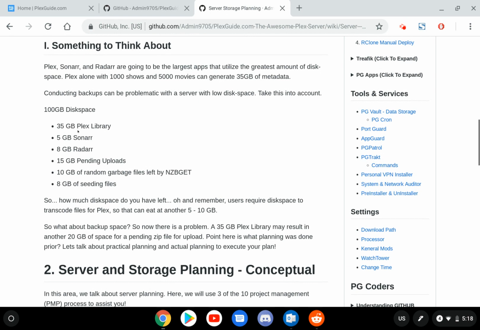Let's say your Plex metadata takes about 35 gigs. This 35 gigs can easily be accomplished by having about 1,000 TV shows and maybe 5,000 movies. Maybe even double that. It really just depends on how many TV episodes you have going into that. So it's fairly easy to achieve. My metadata is about 70 gigs, so it can get pretty big as you grow from there.